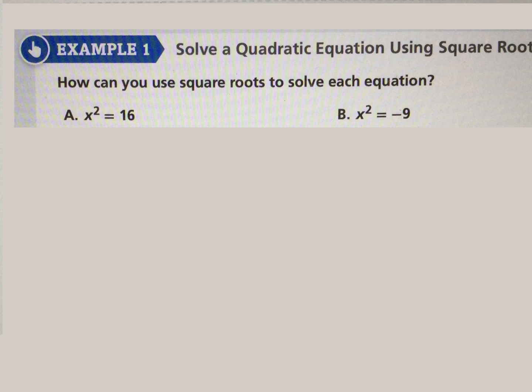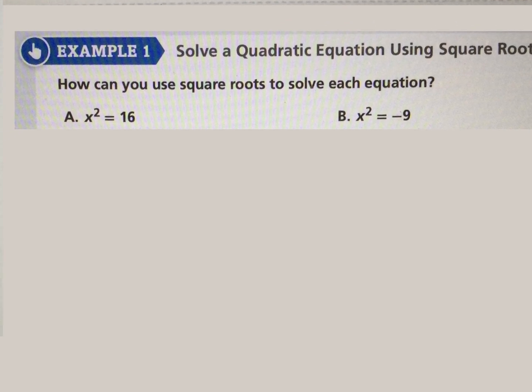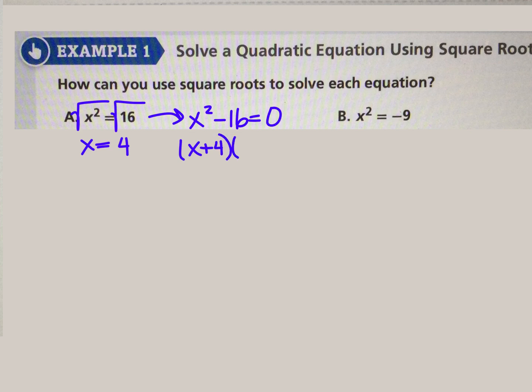This first example, I want to show you two options. One of them is just to take the square root. And when we do that, we kind of miss part of the solution set, because if you just take the square root here, chances are you're going to say x equals 4. However, if I solve this using factoring, I'm going to subtract 16, get this equals 0. I can factor this using difference of squares, x plus 4, x minus 4. And when I do so, I see that there are actually two solutions, negative 4 and positive 4.